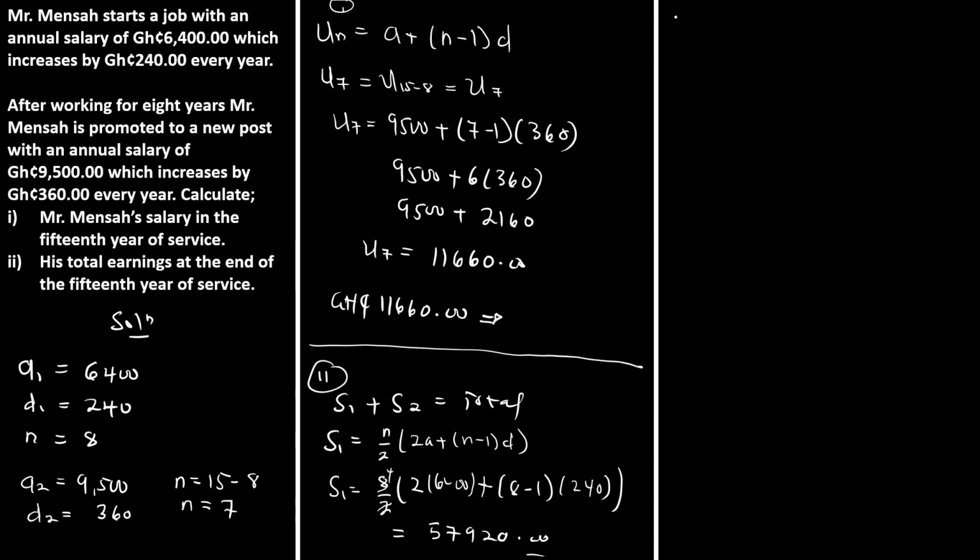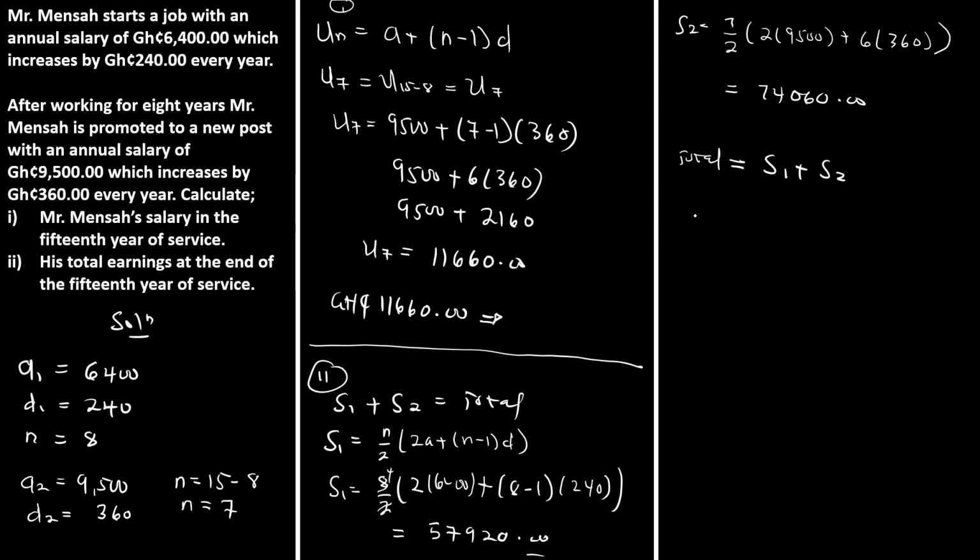So with the second one, S2, right? He worked for 7 years. So in this case, 7 on 2 multiplying 2 times, and this time our first term is the 9500, right? So 9,500 plus n minus 1 d, 7 minus 1, that will give me 6, right? Multiplying the 360, and then I can close that, and that amount should also yield 74060.00. So the total amount in this case should be S1 plus S2, right?